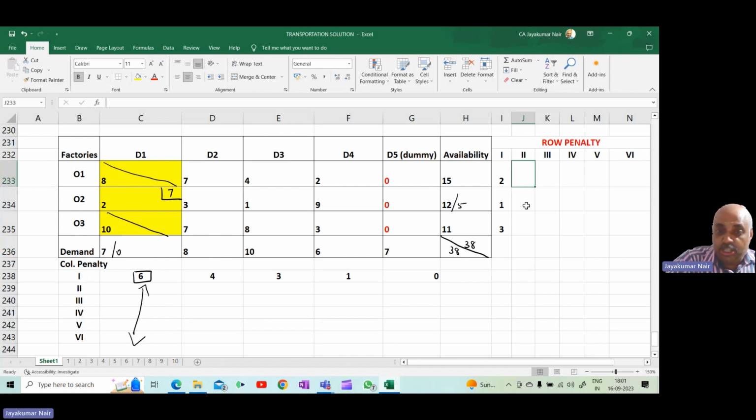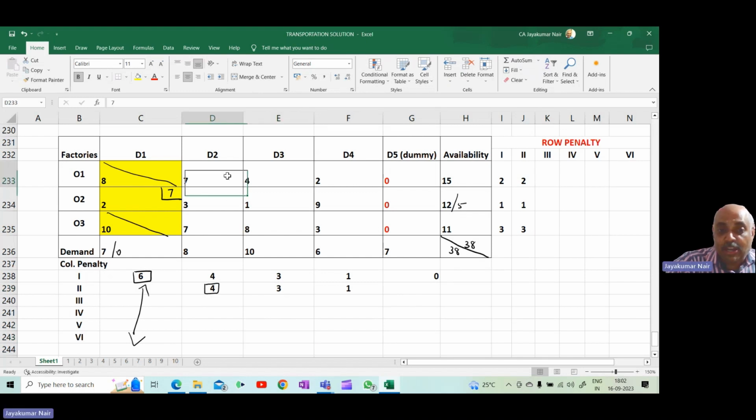Again, calculate what is the penalty cost. 0 and 2 is 2, 0 and 1 is 1, 0 and 3 is 3. Calculate what is the column penalty. It's 4, 3, and 1. Which is the highest? Highest is 4.